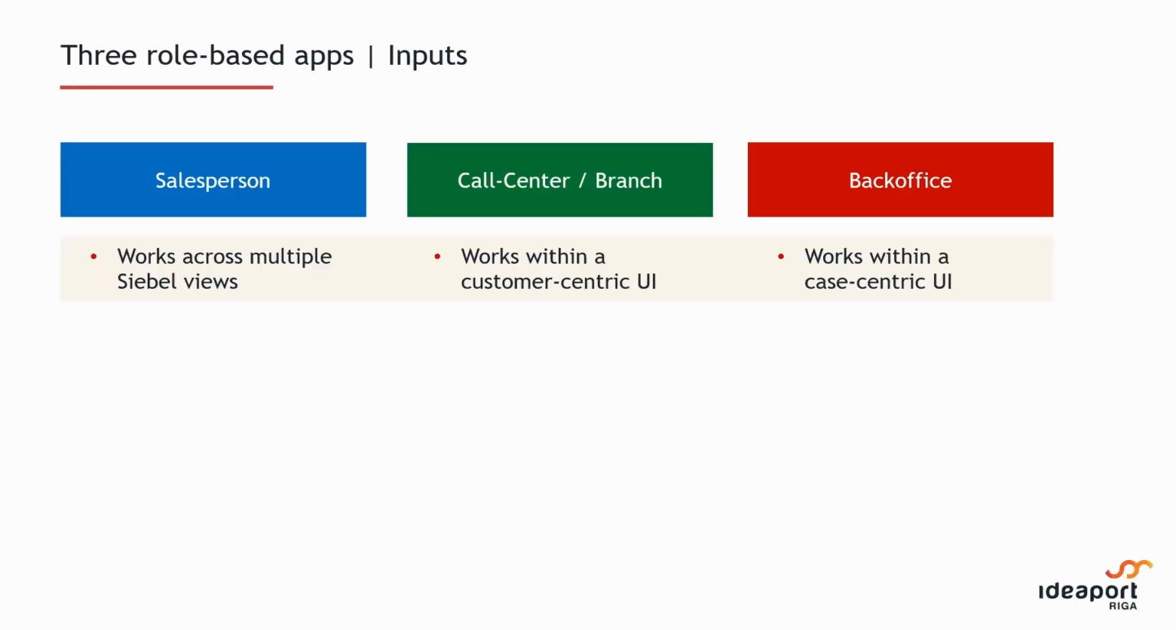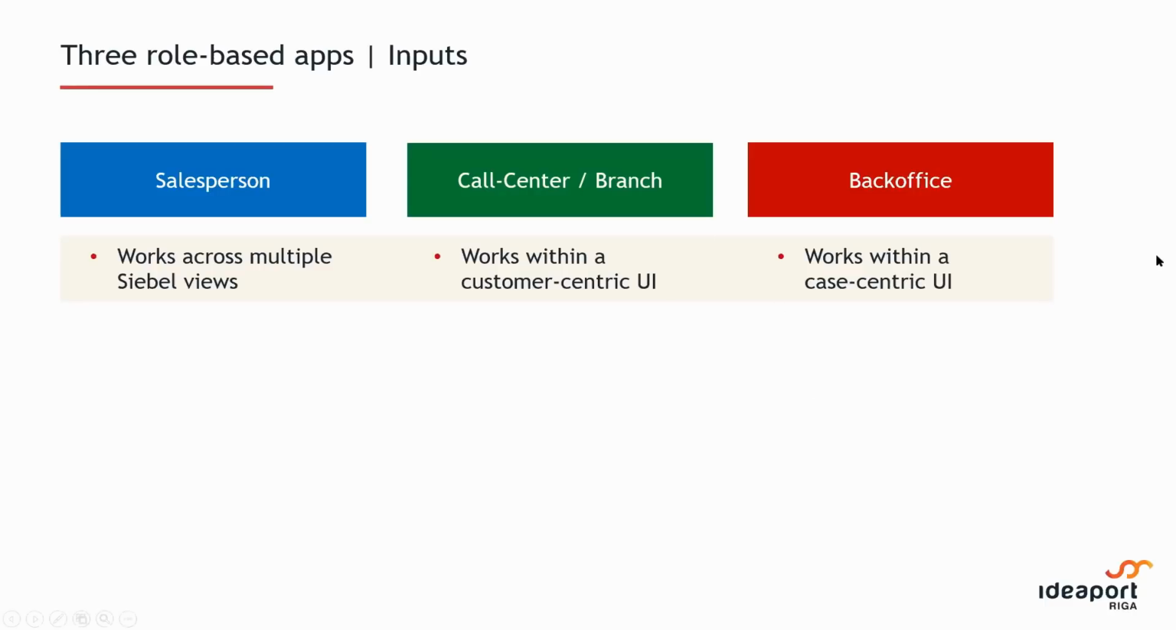For the salesperson, he or she usually works across multiple Siebel views, jumping from accounts to contacts to opportunities to the dashboard, back and forth, updating activities, updating opportunities, entering a new lead. If we talk about call center or branch, typically they are there to serve a particular client who is either on the phone with us or meeting us in the office face-to-face, in pre-COVID times or post-vaccination times. So now maybe this format is not that popular.